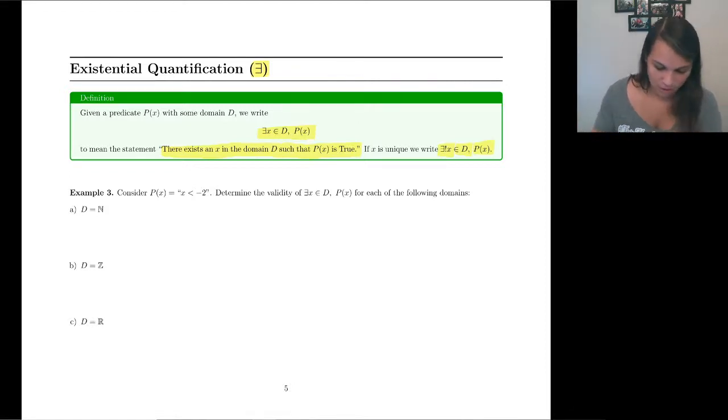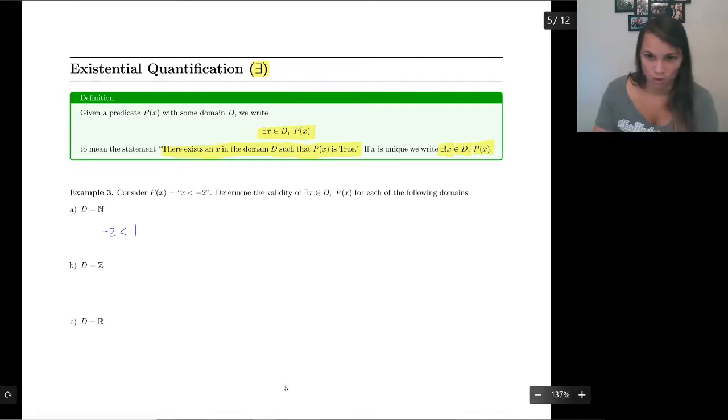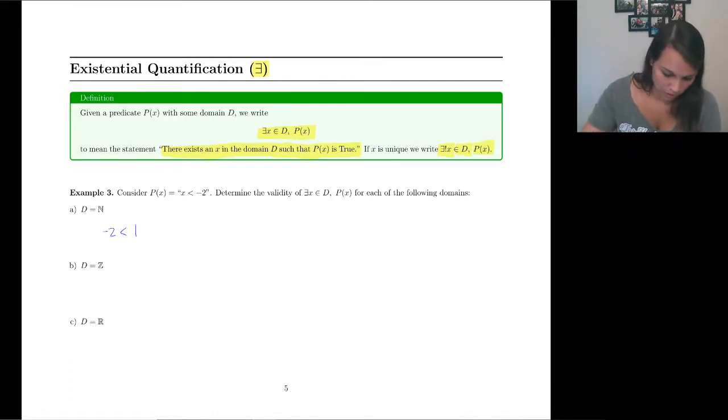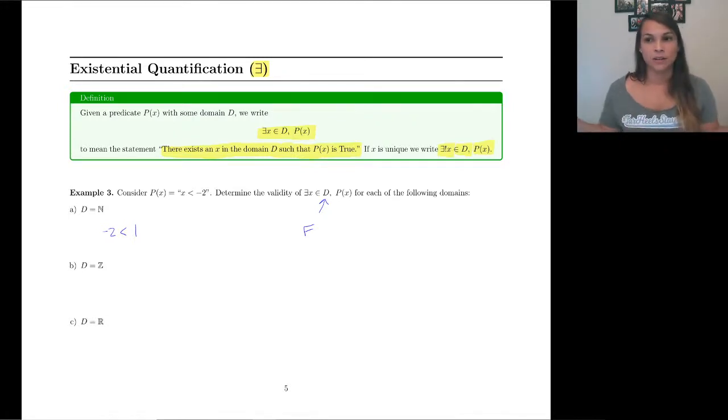So if we've got the domain of the natural numbers, the smallest natural number is 1. -2 is definitely less than 1. And so this guy is going to be false. Never going to happen. But let's expand our horizons a little bit.